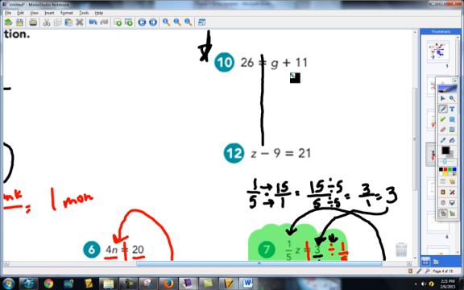What is happening to the variable? Well, 11 is being added to it. So what am I going to do? Well, I'm going to do the inverse of that, which is subtracting 11. And that's going to leave me with 15 equals G.